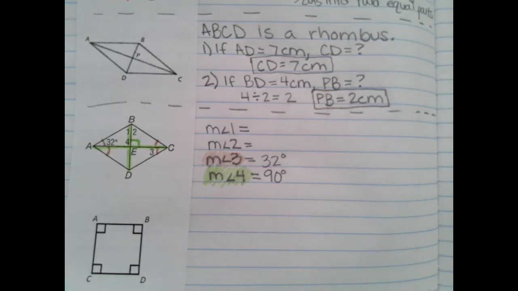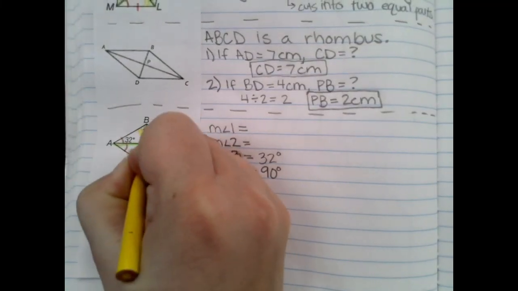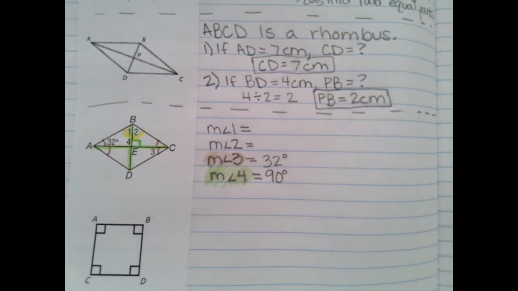All right, so our last ones are angle 1 and 2. But what do I know about angle 1 and angle 2? Yeah, they're going to match because they're together. So if I find angle 1, I know that's going to be the same as angle 2. These are going to match each other. Or if I find angle 2, it'll be the same as angle 1.